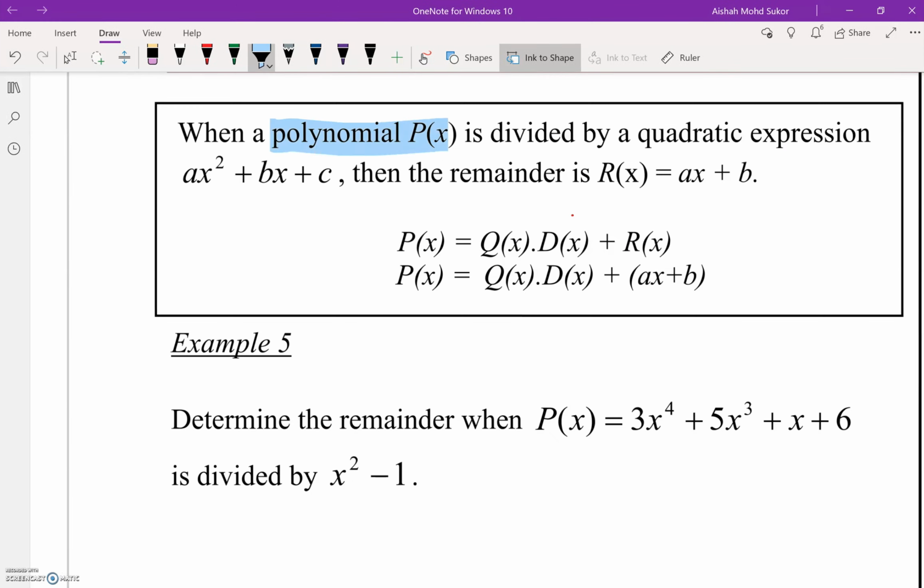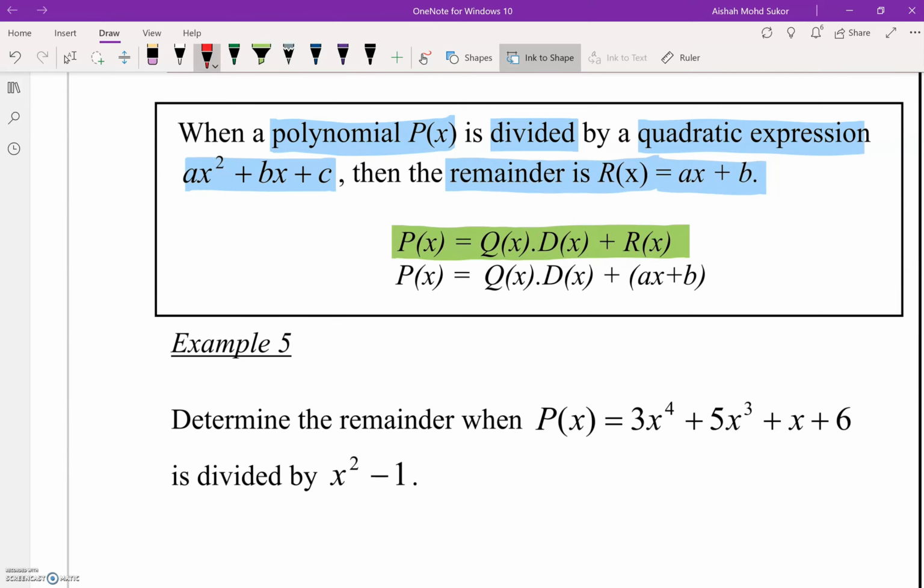When a polynomial p(x) is divided by a quadratic expression, then the remainder is linear. If our divisor is a linear expression, then our remainder will be a constant. But if our divisor is a quadratic expression, then our remainder will be a linear expression.